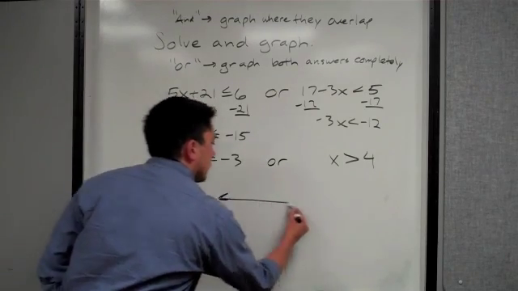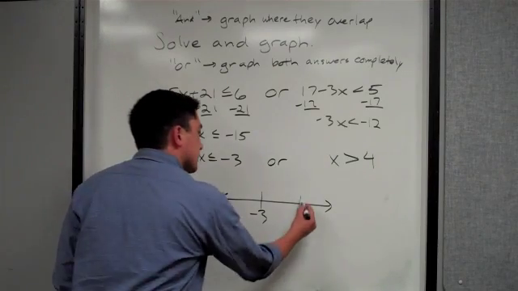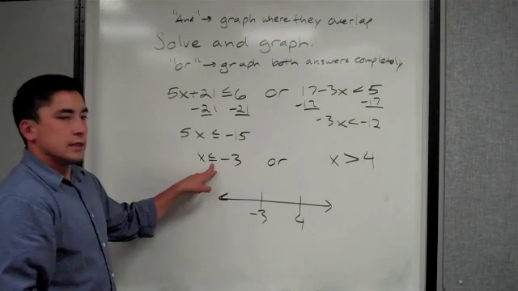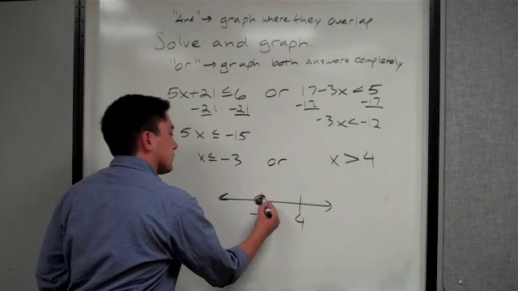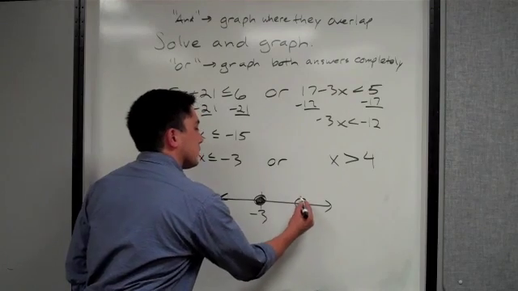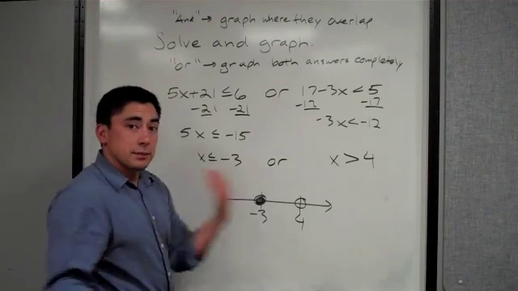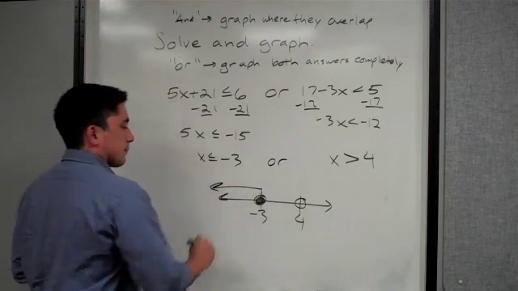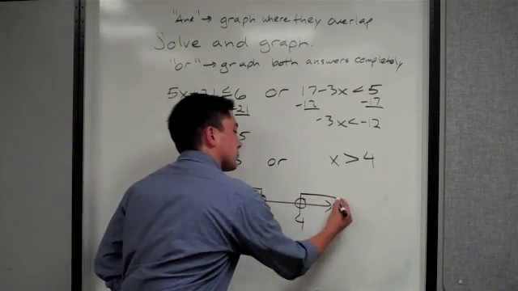So we have our one number line. Our smaller value is -3. Our larger value is 4. Since it says or equal to, that means this is going to be a closed circle. Fill it in. Since this is not or equal to, it's an open circle. And this says x is less than -3. Since it says less, that means you're going to go to the left. That says x is greater than 4, so you go to the right.